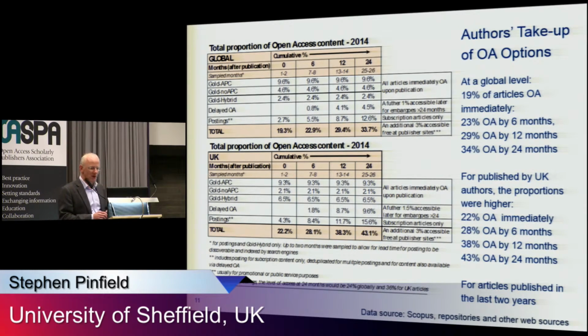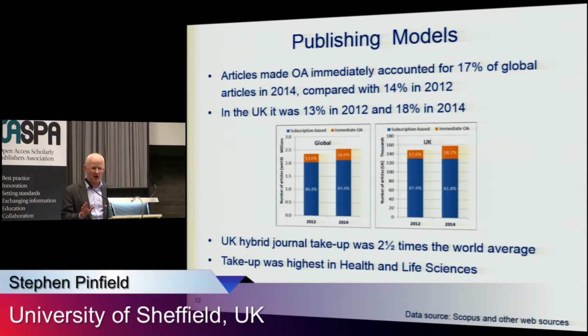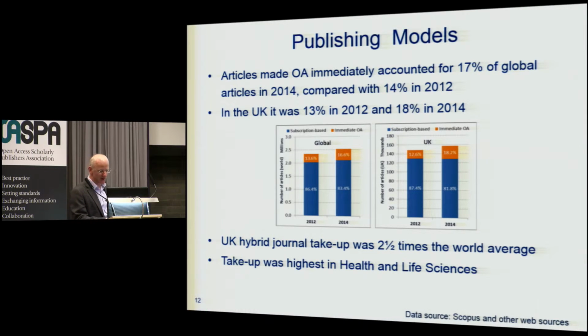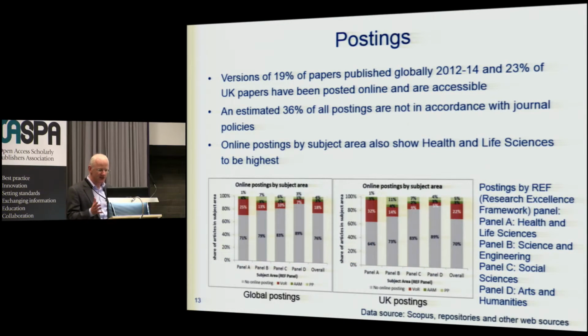Okay, I'm conscious of the time here, so what I'm going to do is move swiftly through, not looking in detail at the publications, which are also rising, and also postings. We did an interesting subject analysis of deposits, for example. And interestingly, health and life sciences are higher in deposits as well as in gold OA. That's largely because of PubMed Central.